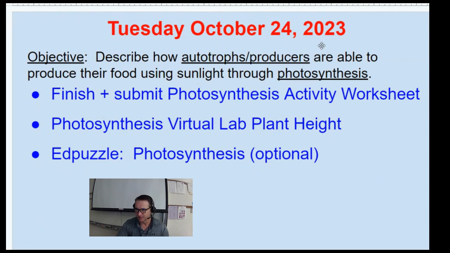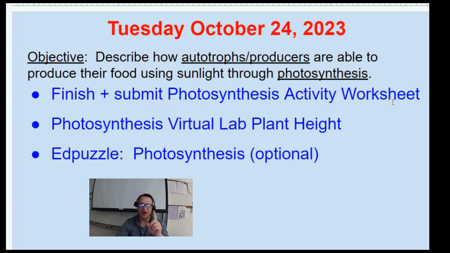Tuesday, October 24th, 2023. Describe how autotrophs slash producers, those are things like plants and algae that don't need to eat. They get their energy, they make their own food using a process called photosynthesis. And that's where they use sunlight and they get water and they get carbon dioxide and they make their food, which is glucose sugar.